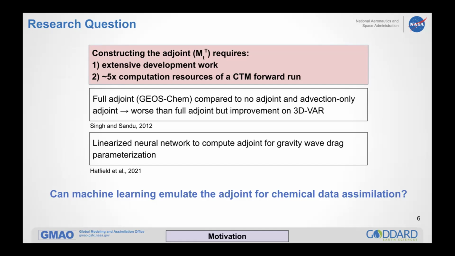But there haven't been any studies that I've seen so far that use machine learning to try to emulate the adjoint for chemical data assimilation. So this is what we have been trying to do.